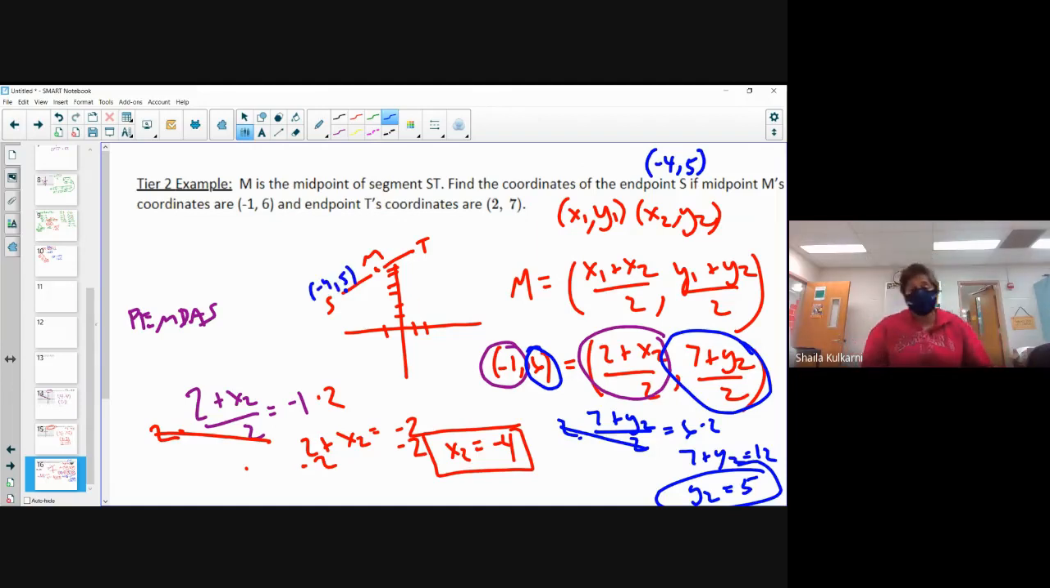Okay, that's not in the correct curriculum for geometry this year, but I just thought I'd show it to you for all you math nerds out there.